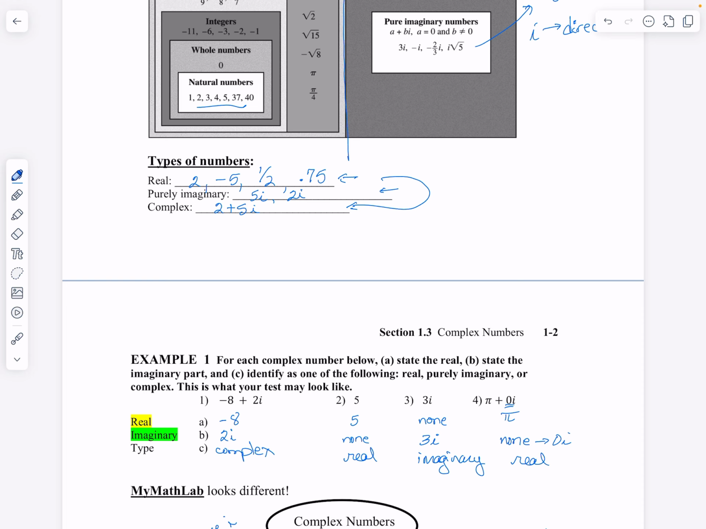The reason that I mention this part right here is my lab calls these things different numbers. So for me, on your test, you need to know these: complex, real, and imaginary.